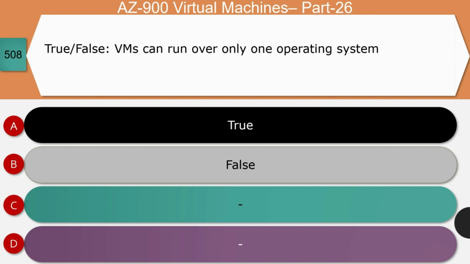Next question, true or false? VMs can run over only one operating system. Is it true or false? The right answer for this question is true. All the VMs, which may have different OS, run over a host machine which will have only one operating system, and so the right answer is true.